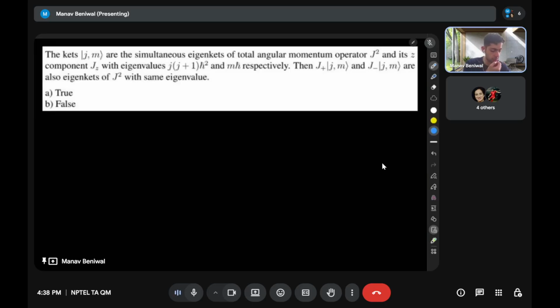Then the question is that the operator j plus acting on j comma m, and the operator j minus acting on j comma m, are also eigenkets of j square with the same eigenvalue. Is this statement true or false? j plus and j minus are ladder operators, right? Ladder operators.